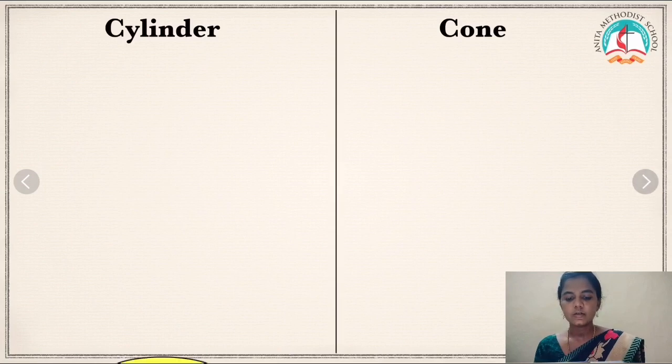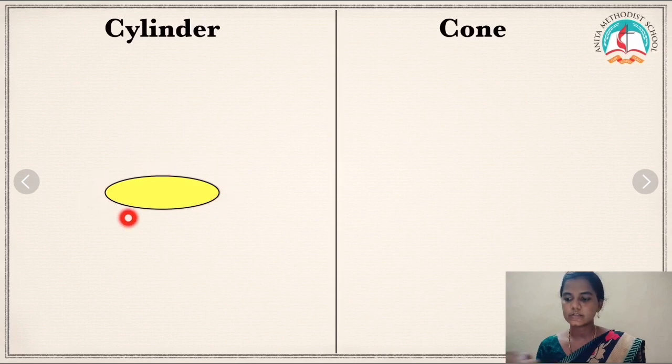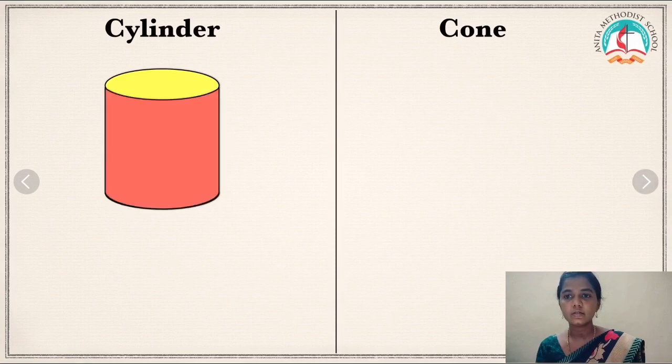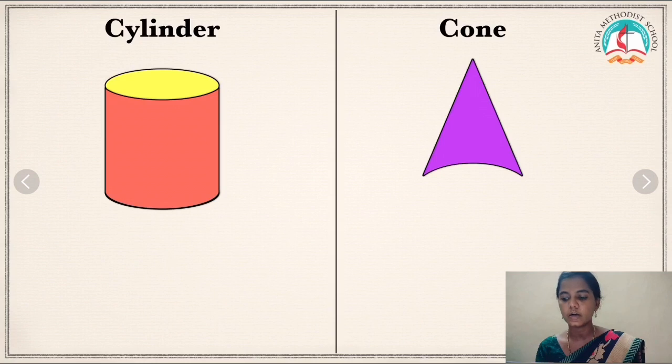Here the cylinder has a base and a top. These two are plane surfaces. So it has 2 plane surfaces and 1 curved surface. Then the cone: this is a curved surface. So 1 curved surface and 1 plane surface.